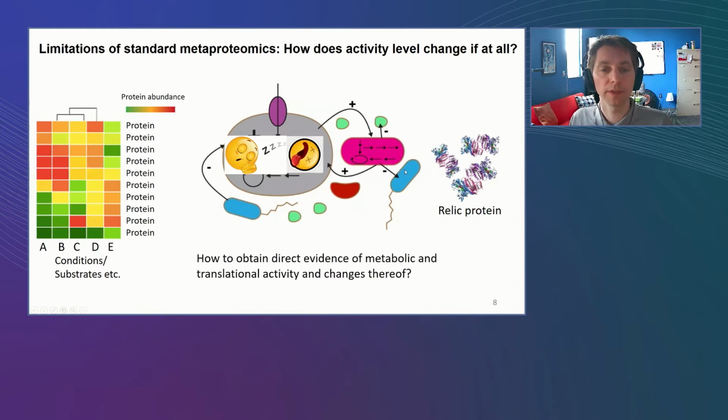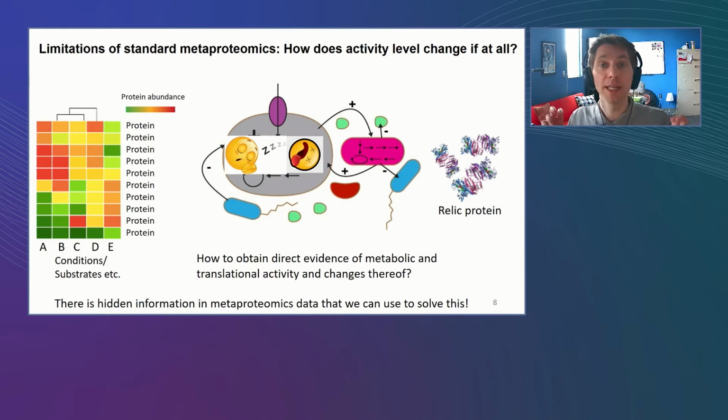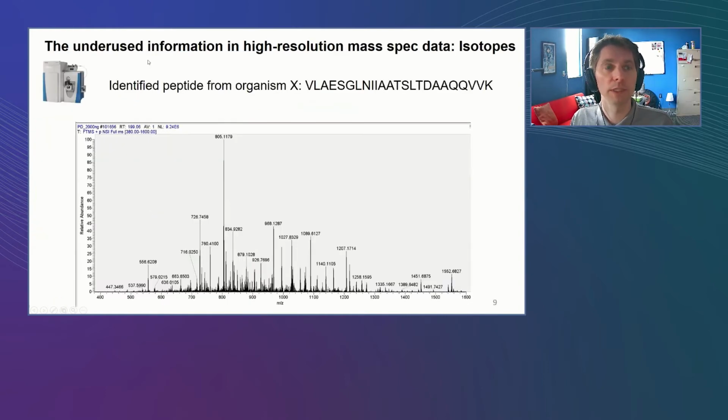And so the question here is, how can we obtain direct evidence of metabolic and translational activity and changes thereof, using advanced metaproteomics methods? As I said, we can overcome these limitations now using some information that I would call hidden information in metaproteomics data. So I'll briefly introduce some underlying mass spectrometry data now to really look at what this hidden information is, or in this case, it could also be called underused information.